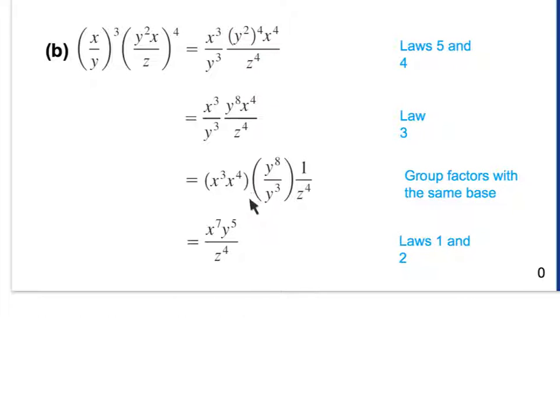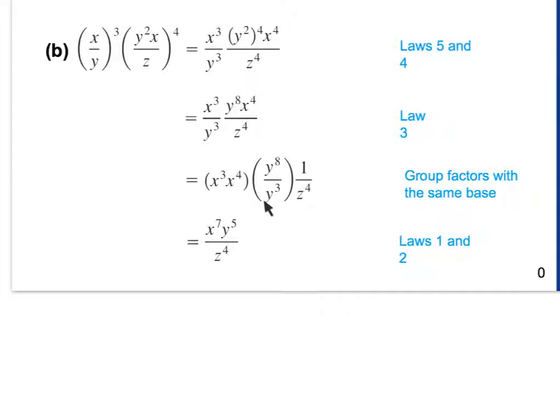Then we're putting things together. Now notice how we're regrouping here. We're using our associative property. When you're multiplying a bunch of things, you can rearrange them. So we're going to put the x's together, the x cubed and the x to the 4th. We're going to put the y's together, the y to the 8th divided by y cubed, and we're going to put the z's together. There's only one z, but we say 1 over z to the 4th.